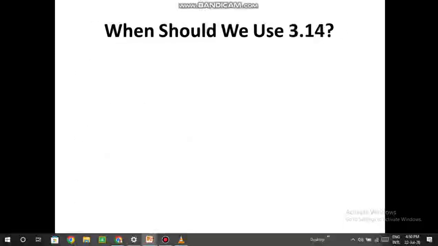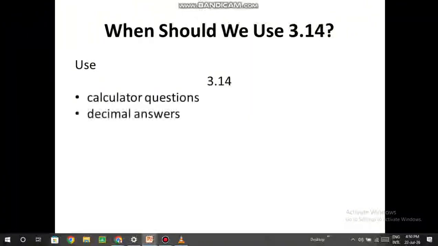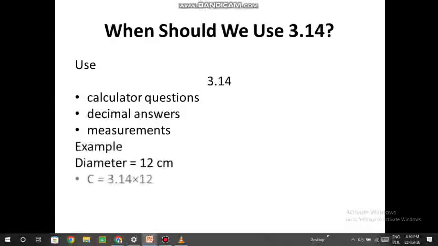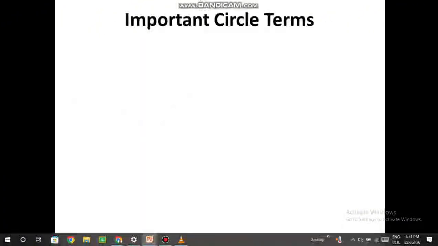And when to use the decimal value 3.14? In case of a calculator or decimal values, whenever the diameter is given in such a way that it is not divisible by 7, we can use the decimal value of pi as well. So circumference is equal to, we will multiply 3.14 by 12, so we will get the circumference.